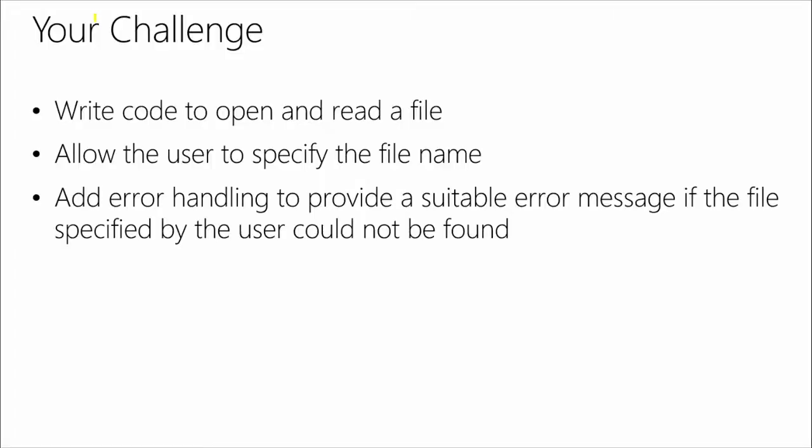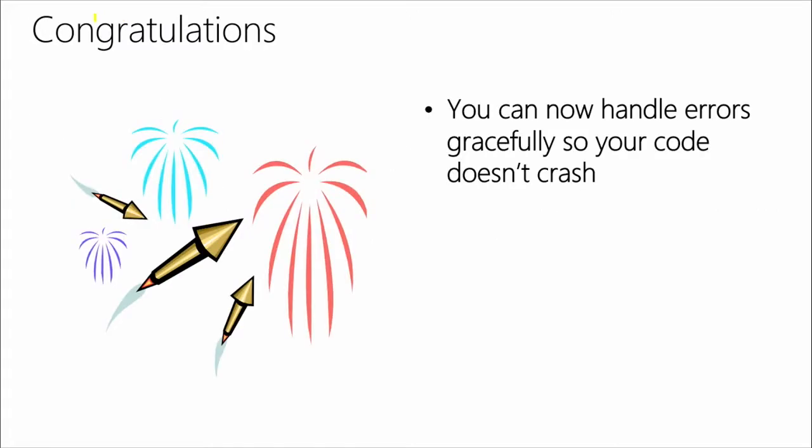Yeah. So your challenge for error handling, should you choose to accept it: write some code that will open a file and read the contents. Yep. Allow the user to specify the file name, which means there's a possibility that they'll type in a file name you can't locate. Yep. So you're going to need to write error handling to gracefully handle the possibility of a user entering a file name that you can't locate. Exactly. So now you guys can gracefully handle errors so your code doesn't crash.